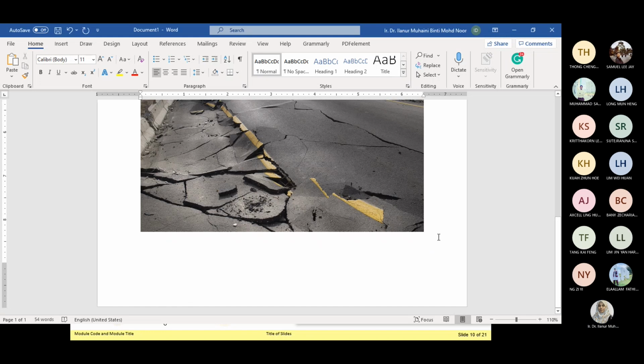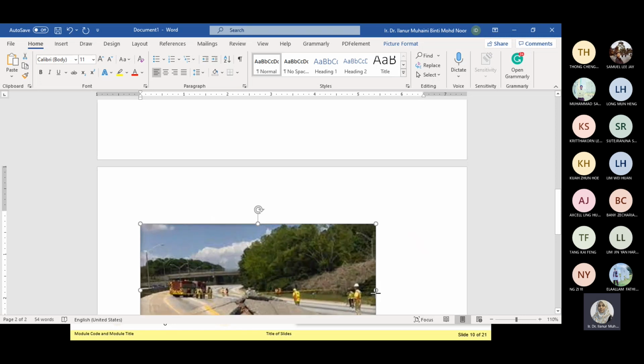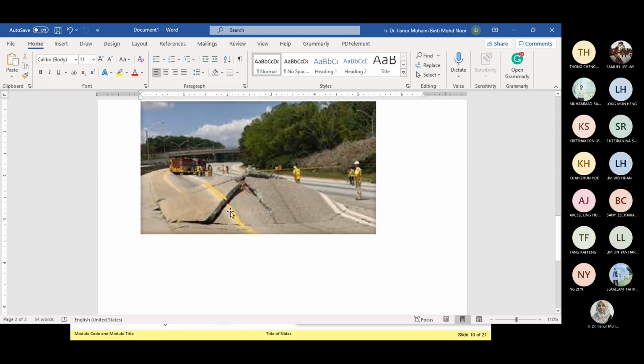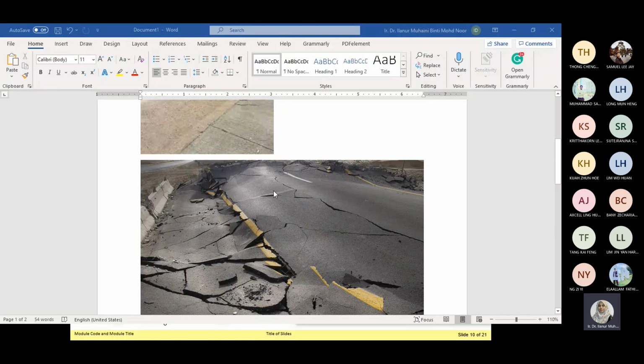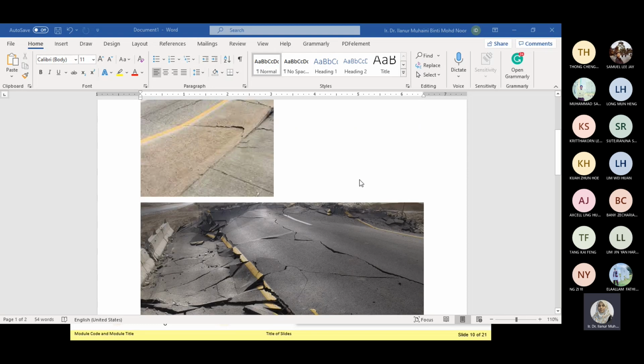Other than that, this one is even higher, right? So the calculation for the pavement of the highway must be correct. That is why you learn all this thermal expansion, right? We are trying to prevent this, because you don't know in future where you will work. Are you working with a highway company?